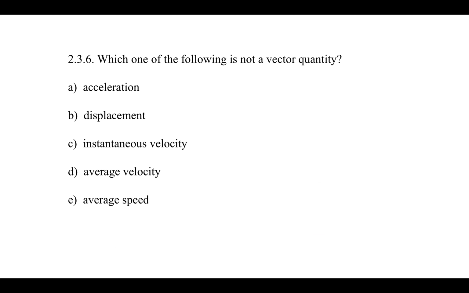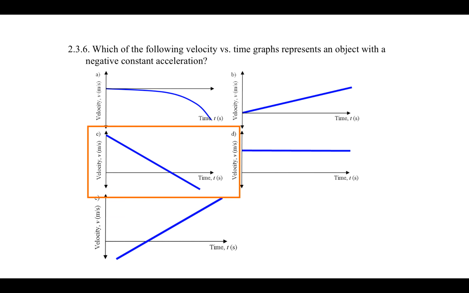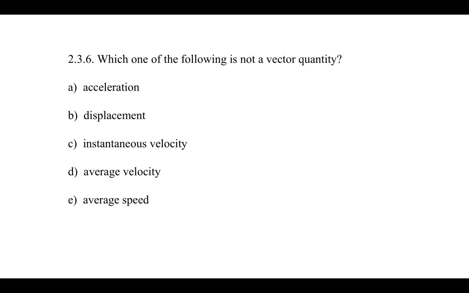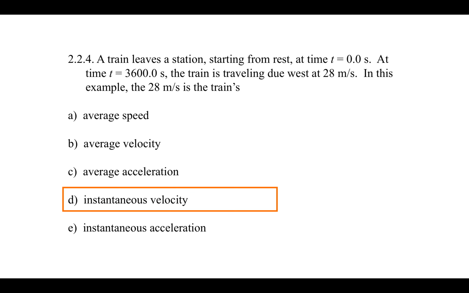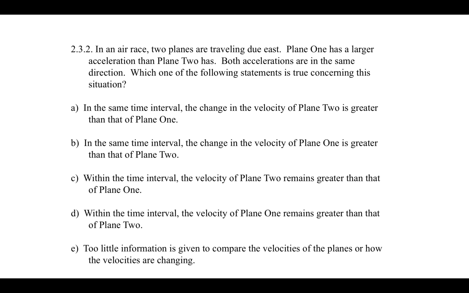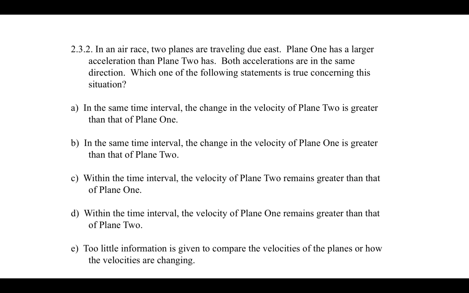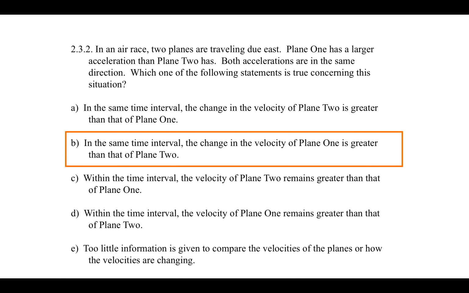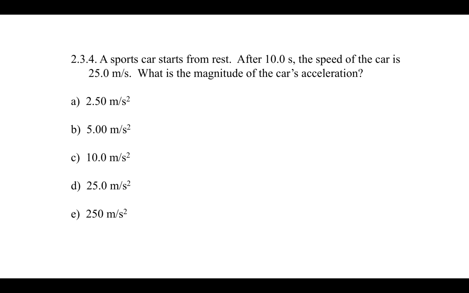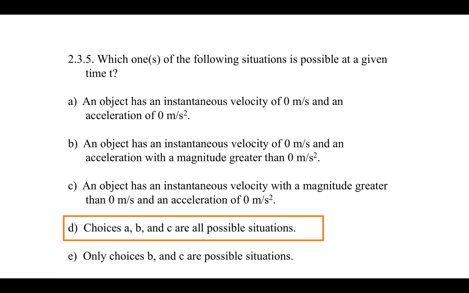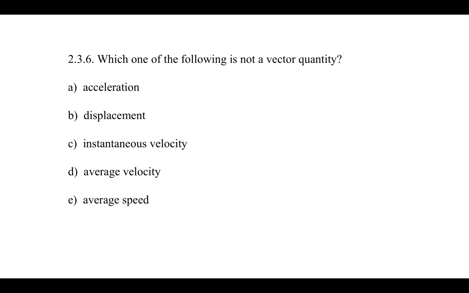Where's the one I screwed up? Which of the following is not a vector quantity? Average speed. What are all these? Where's the one where I screwed up? Where the two planes or something? What happened to that one? Well, I wonder if I erased it.